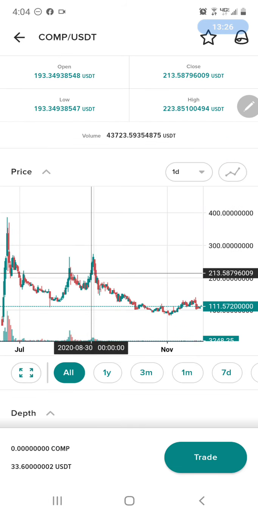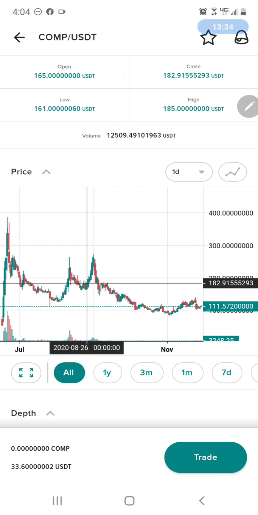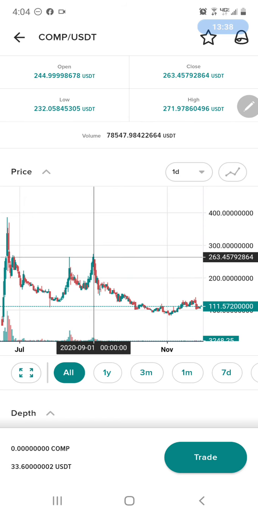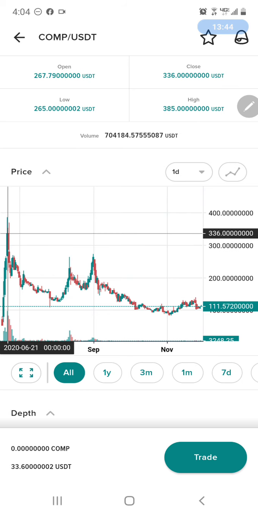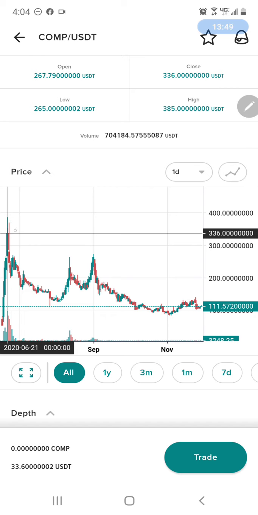So I was looking around, and I think I'm going to go ahead and get the rest in COMP, because right now it's looking at around $111 each, and the most recent high was 236, and its all-time high was, what is this mark right up here? If I can get up there. Okay, it's not giving me the wicks, but it's giving me 336. So this coin right here could 3x.